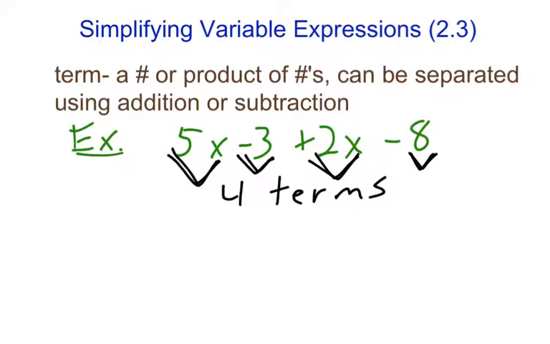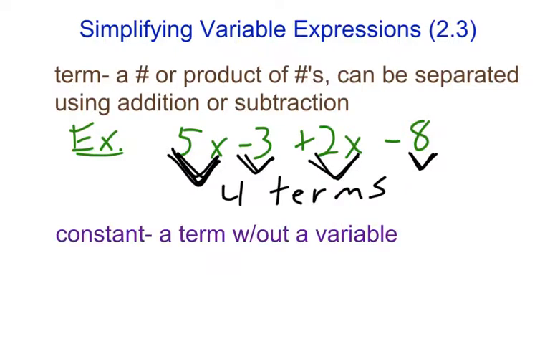So again, a term is either a number or a product of numbers, because 5x means 5 times x. That's represented by a product of numbers. Now, a constant is a term without a variable, without a letter. So in the example above, we'd say negative 3 and negative 8.